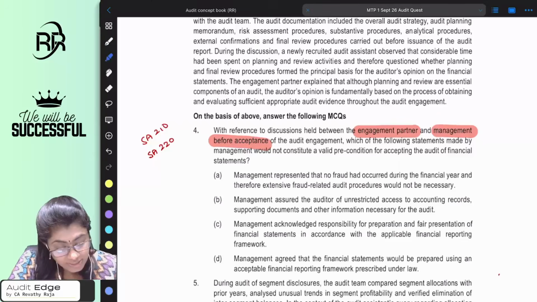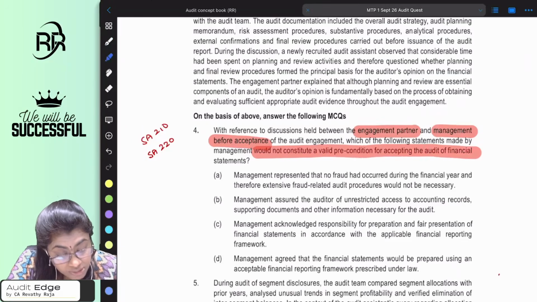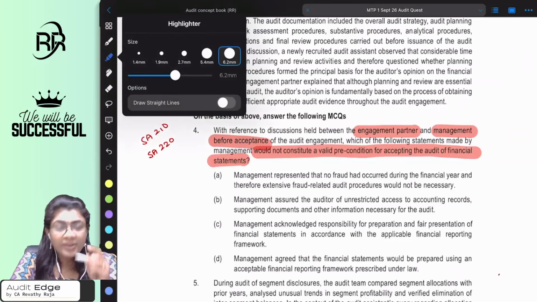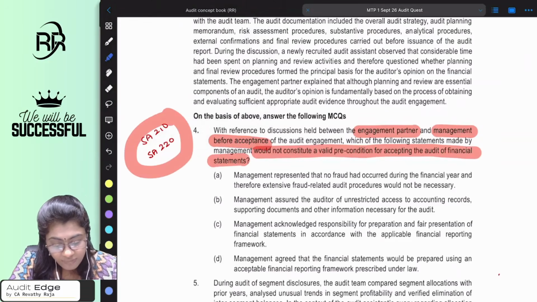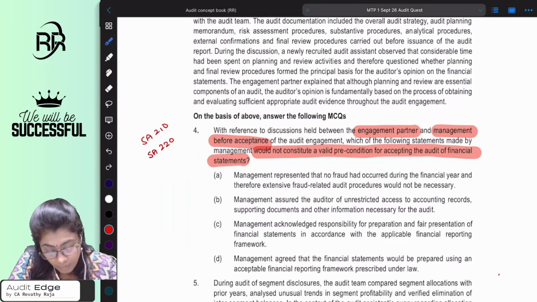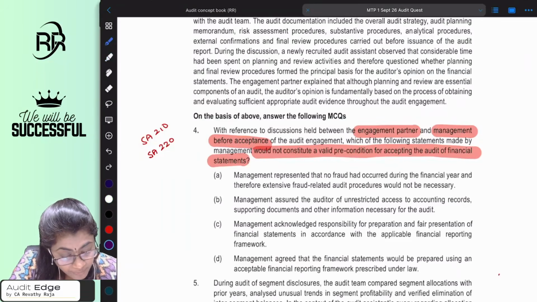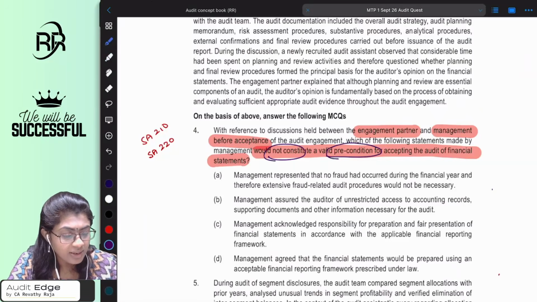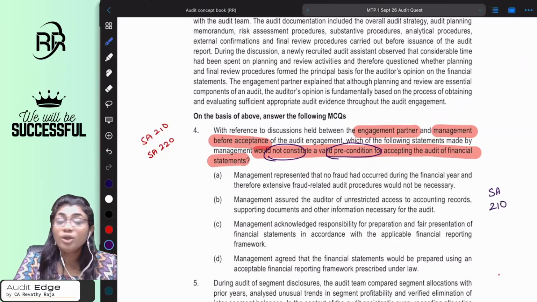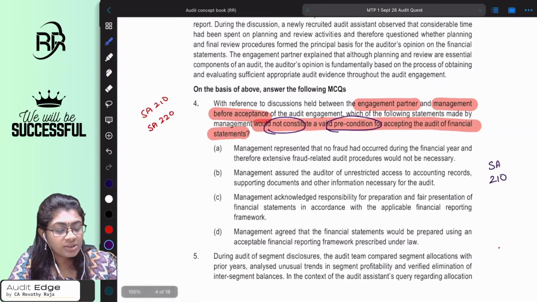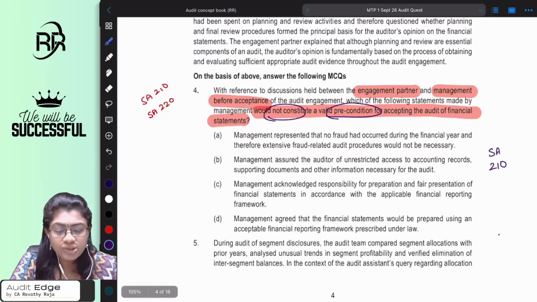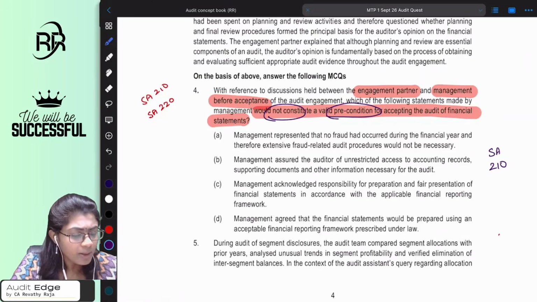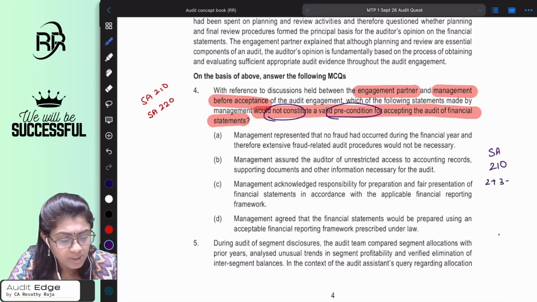Which of the following statements made by the management would not constitute preconditions? Can you say which SA? They are asking about preconditions, which is not a precondition. So which SA is the relevant one? It is SA 210, right? SA 210 talks about preconditions. Hello, how many preconditions are there? Let's revise now. Preconditions 2 plus 3 plus 3.